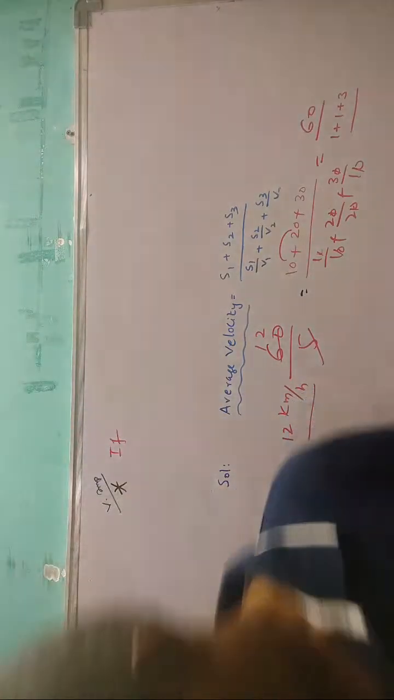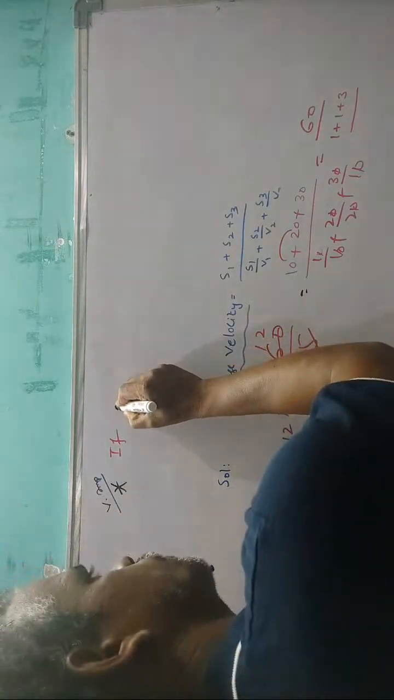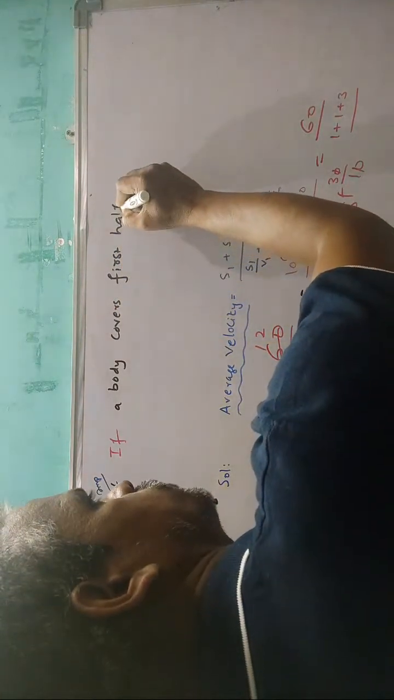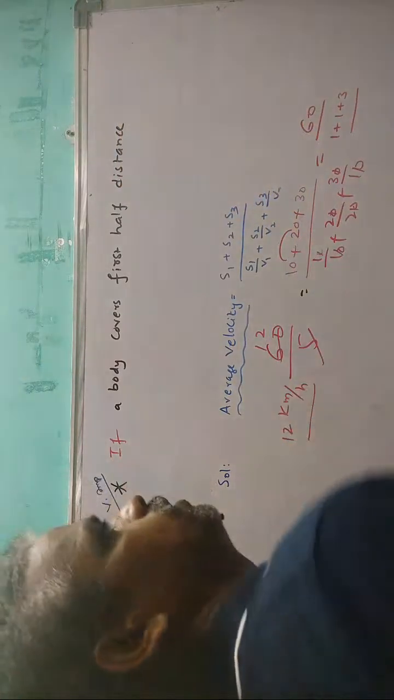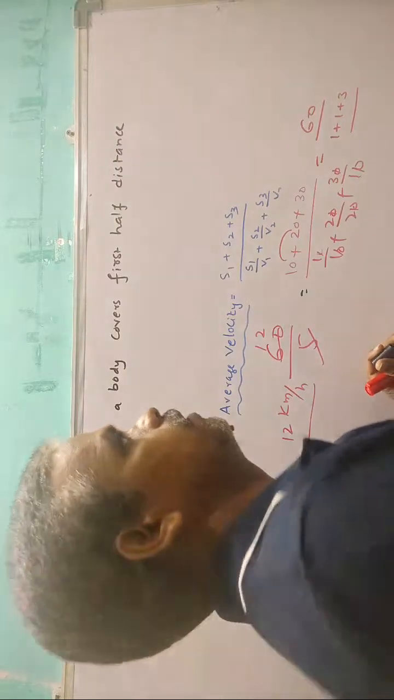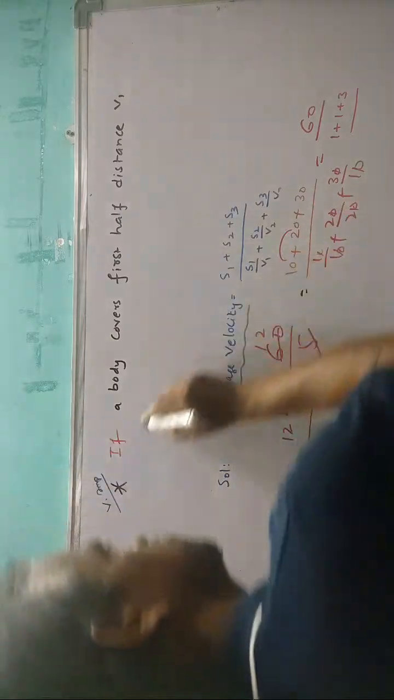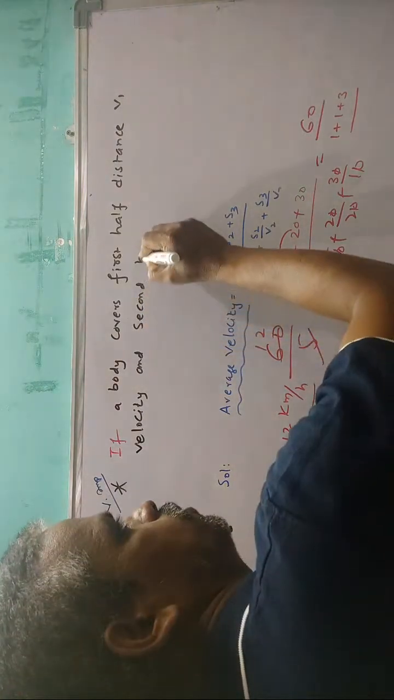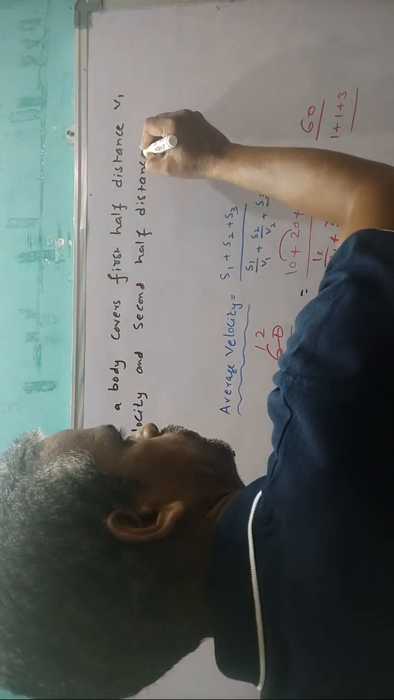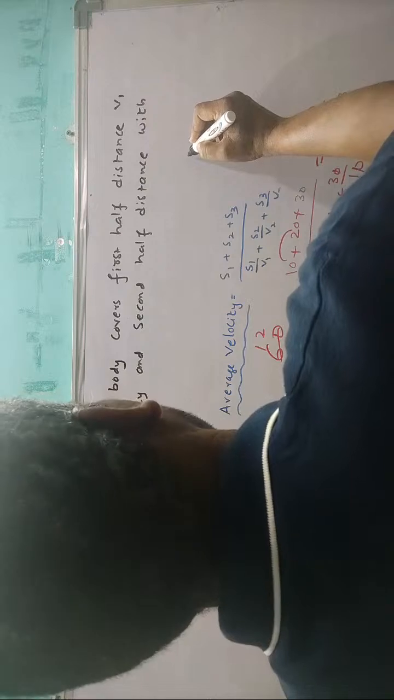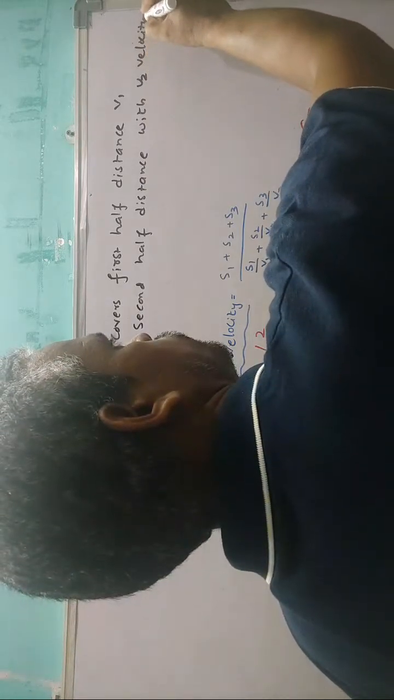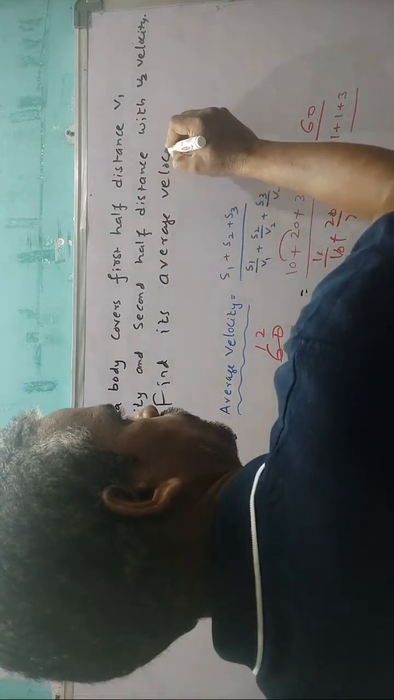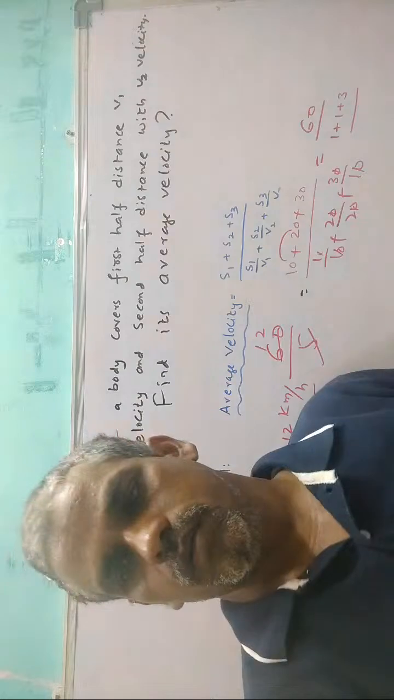See, if a body covers first half distance with V1 velocity and second half distance with V2 velocity, find its average velocity. Come on, do it.